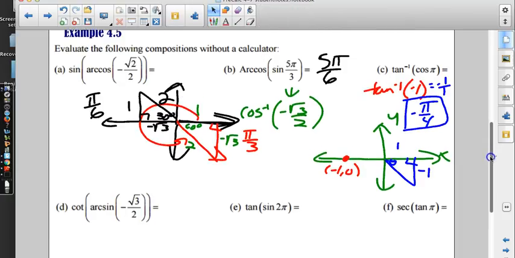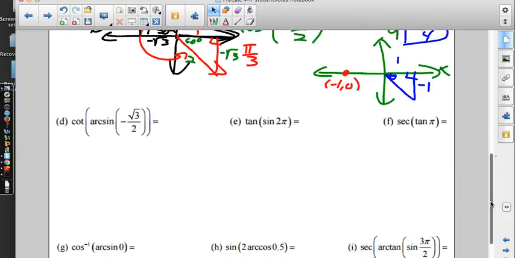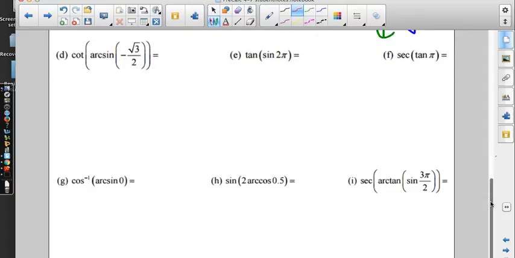All right. This little bugger. Inverse sine of negative square root of 3 over 2. So let's think about that PVR for sine. For sine, we're going to be in first or fourth quadrant. Which one should this be in? Fourth, it's negative.